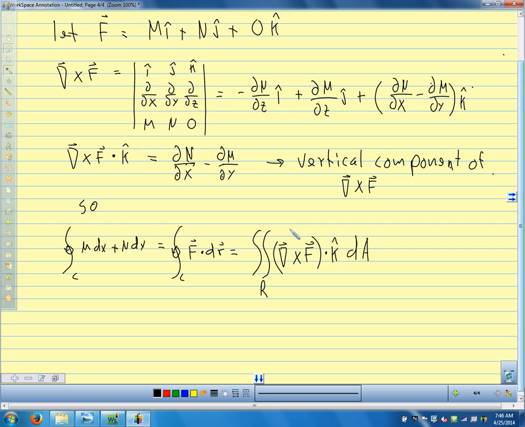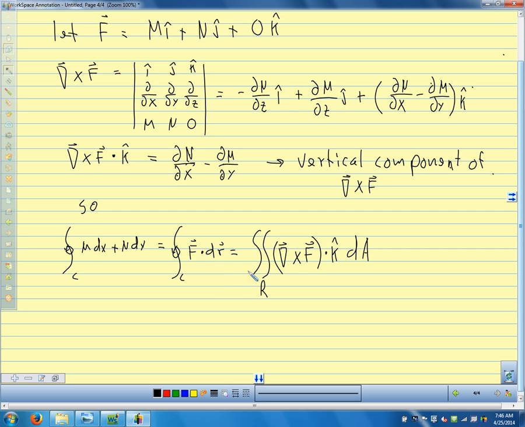The normal component of the curl over the region tells us something about the tangential component of the field around the boundary. The curl over the region is related to the tangential component of the field around the boundary. We will extend this to 3 dimensions at the very end.